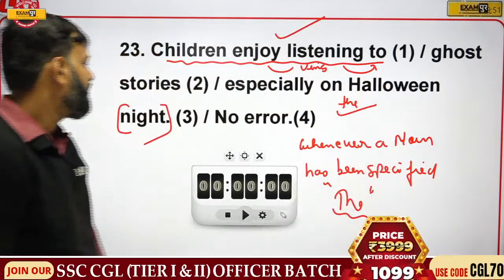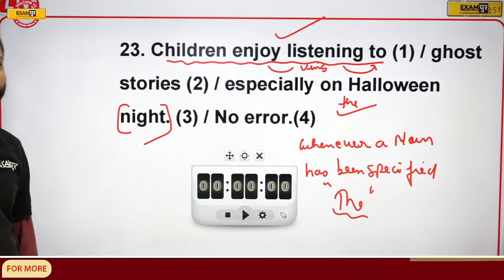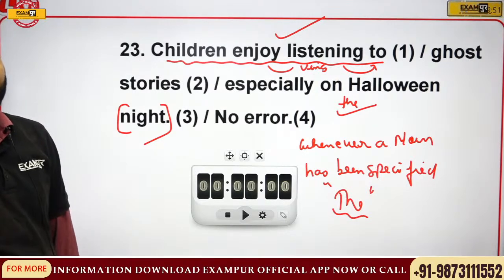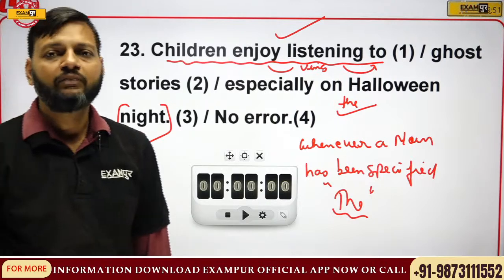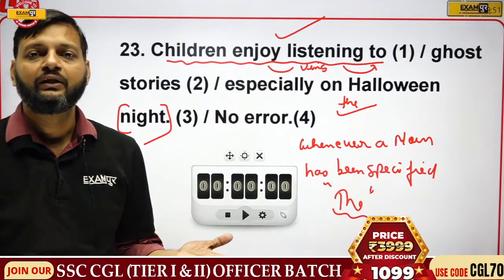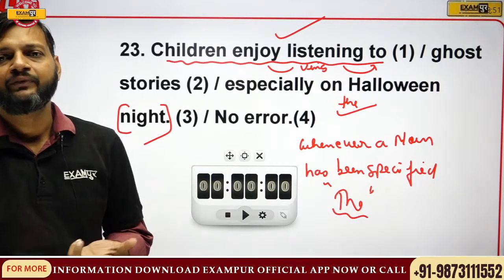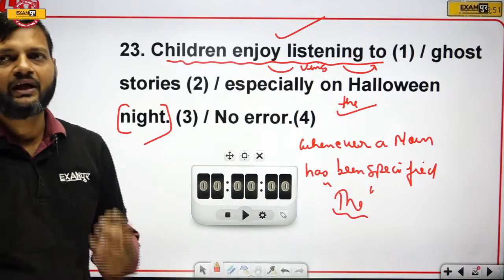So the error is in the third part. On Halloween night will be replaced by on the Halloween night. And why do we need to use the? Because night has been specified by the word Halloween, and whenever a noun has been specified, it should be used with the definite article the.